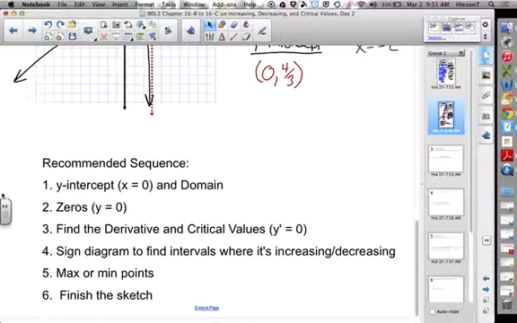Okay? So here's what I would recommend doing. Start with the really easy stuff. Identify your y-intercept, identify your domain. Get that out of the way right at the beginning. Then secondly, find the zeros of the function. So basically, these first two steps are SL1, chapter 2.